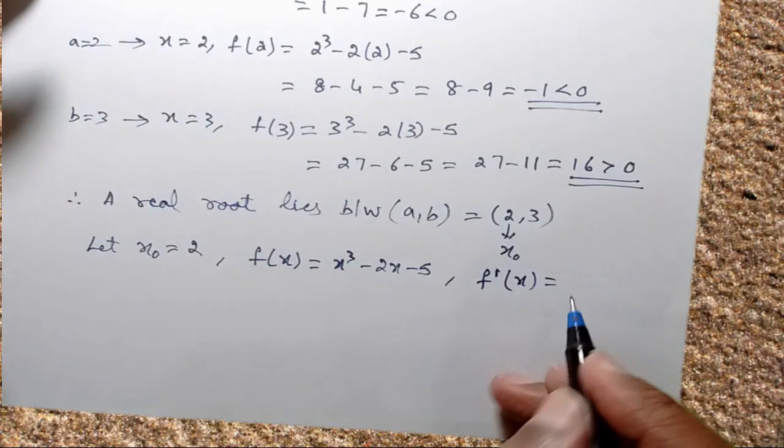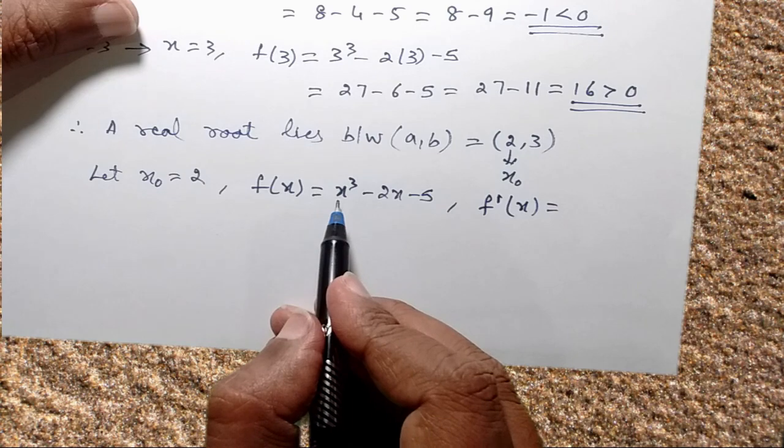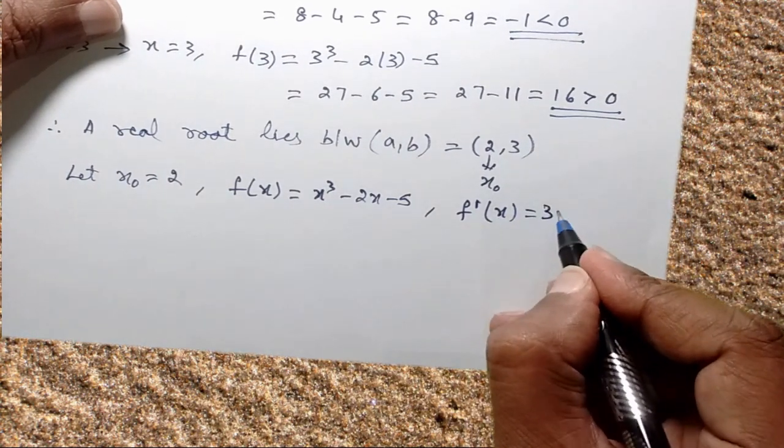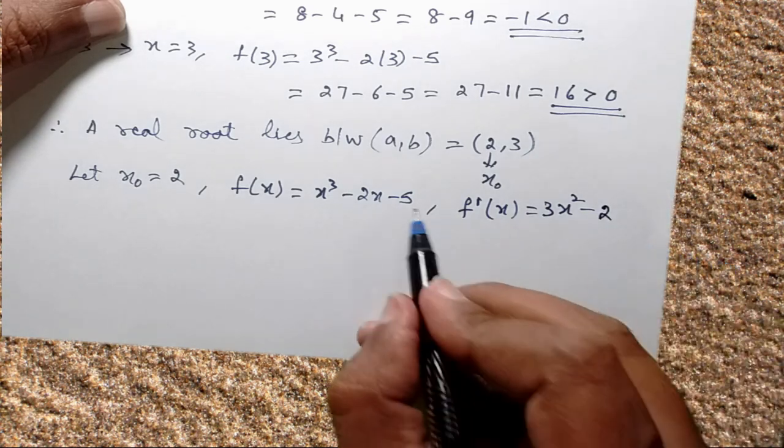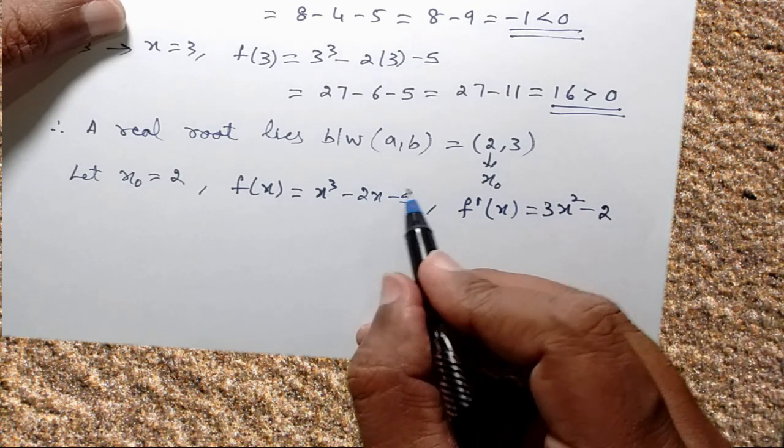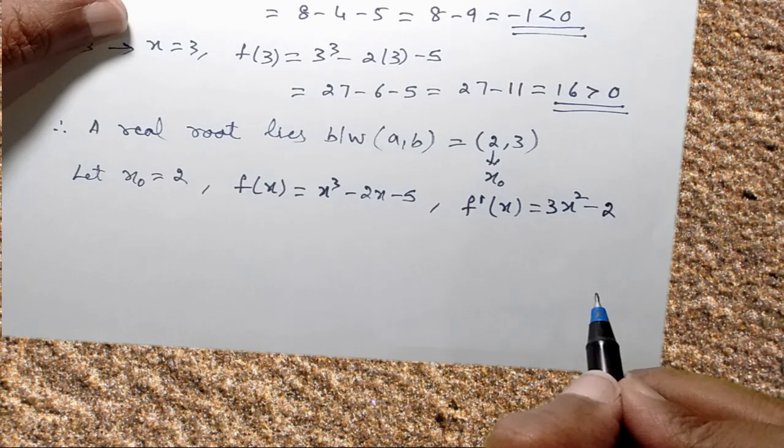So we'll try to differentiate this one. f dash of x will be equal to, differentiating this, x cube differentiation will be 3x square, minus 2x differentiation will be 2. Minus 5 is a constant, so derivative will be 0. You can just ignore it.